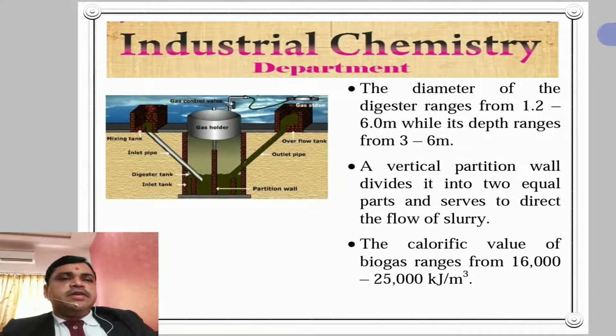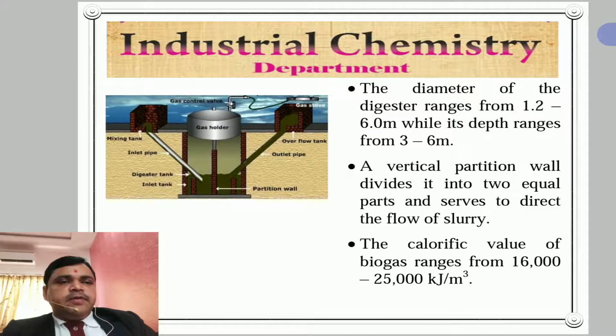The diameter of the digester ranges from 1.2 to 6 meters, while its depth ranges from 3 to 6 meters. I show the figure, so you get an exact idea of the diameter and depth of the digester. A vertical partition wall divides it into two equal parts and serves to direct the flow of slurry. So a partition wall is required.